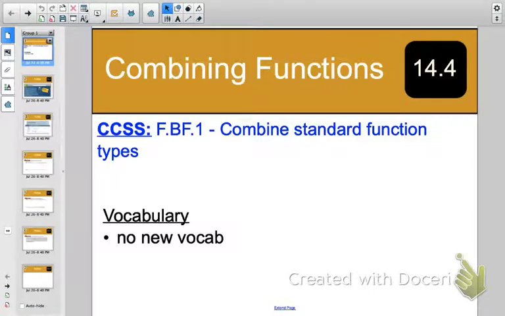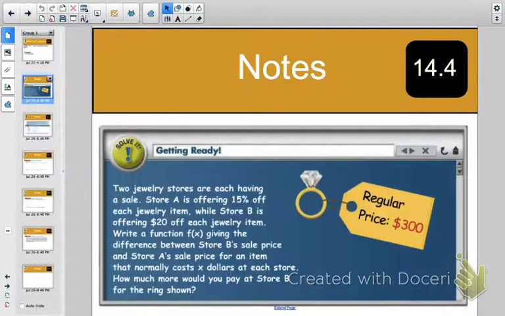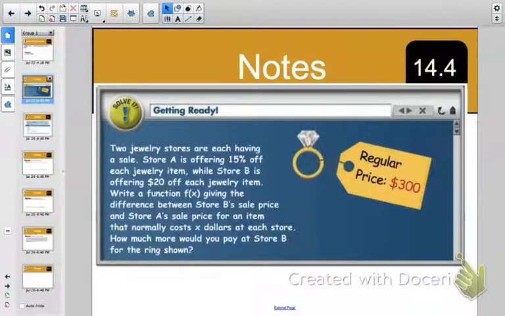What's up, guys? This is the last section of chapter 14. It's about combining functions. We also did this last year, so it's just a little bit of review, but I want to go into some more in-depth algebra stuff.